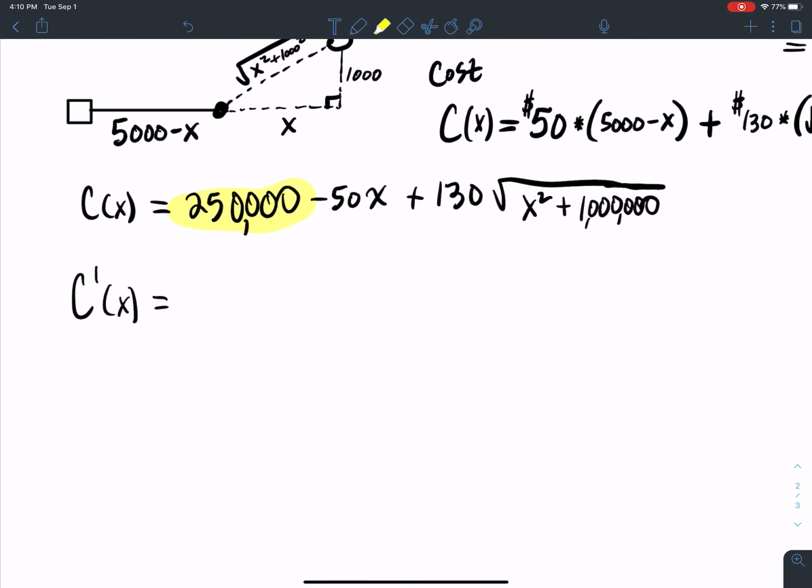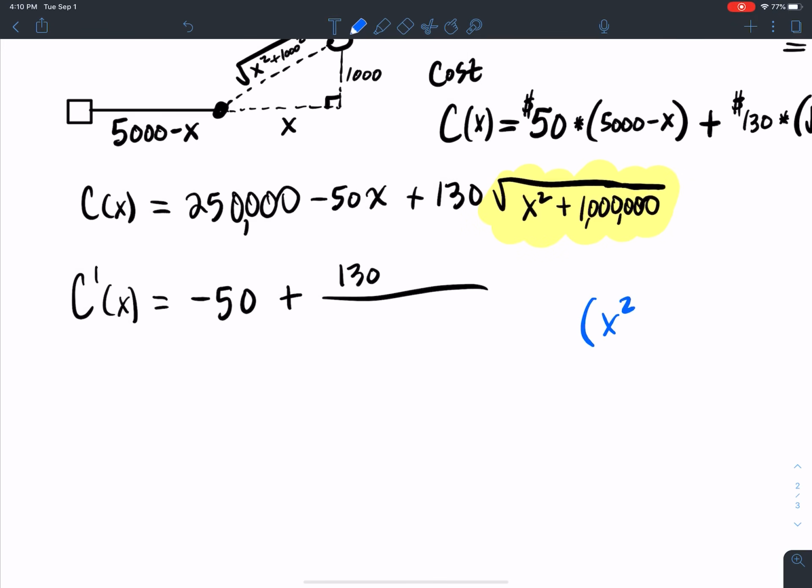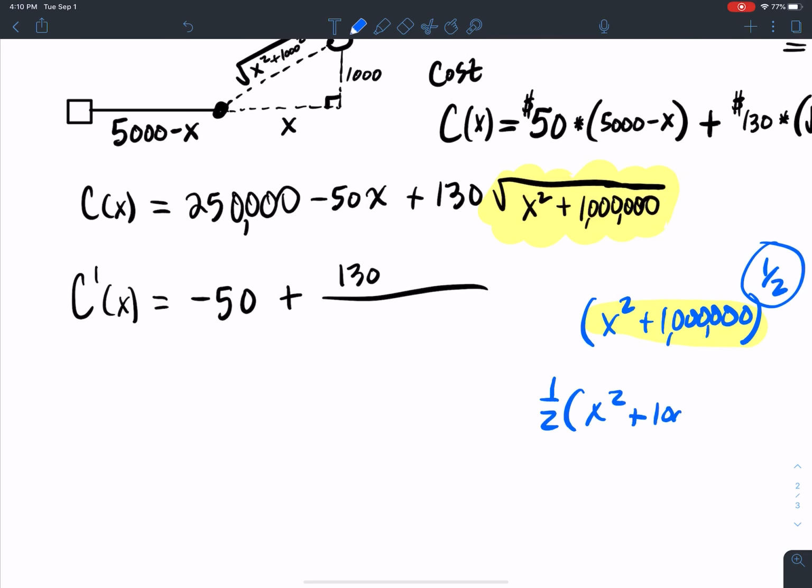The derivative of a constant is 0. The derivative of negative 50x is negative 50. Now, for this next derivative, I'm going to pull a constant out front. The derivative here is a chain rule. I'm going to rewrite this as x squared plus 1,000,000 raised to the power of 1/2, since the square root can be rewritten as a 1/2. So this is a chain rule: I take the derivative of the outside, the 1/2 comes out front, x squared plus 1,000,000, and then I subtract 1 from the exponent. That makes it negative 1/2.